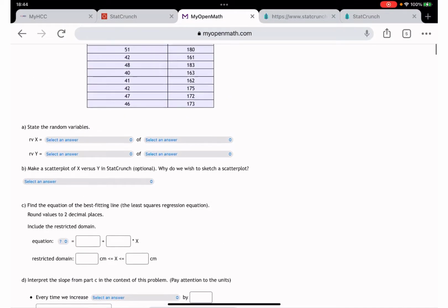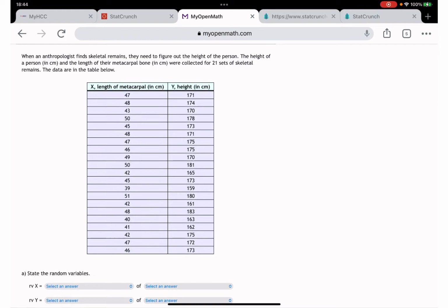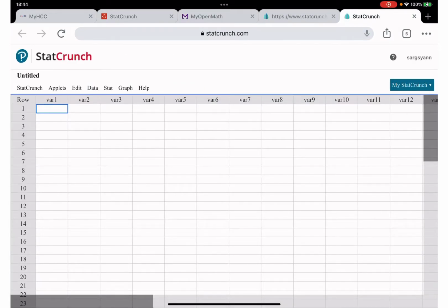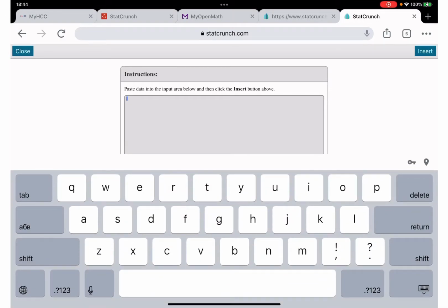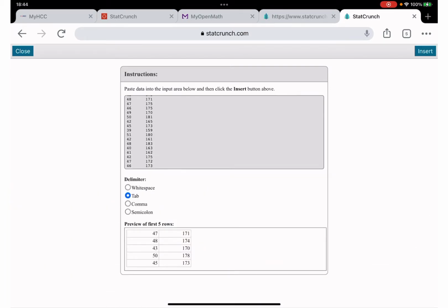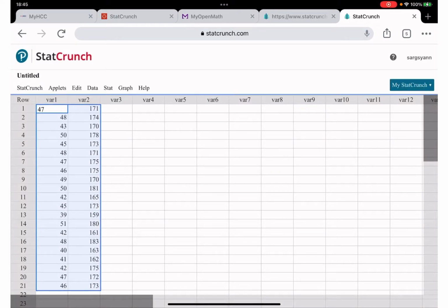Therefore, let me copy. Looks like I also found an easier way to copy and paste without saving in a file. Let's see if it works again. I tested, and it worked. Okay, copy. So edit, click paste. There we go. We paste it, and I separate with tab, insert, and I have it.